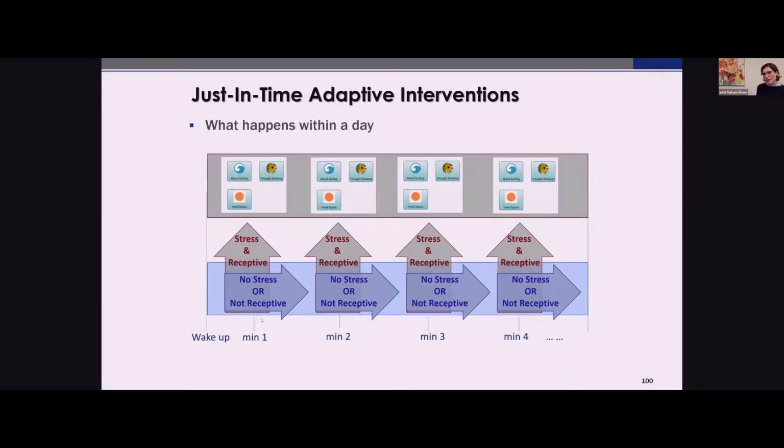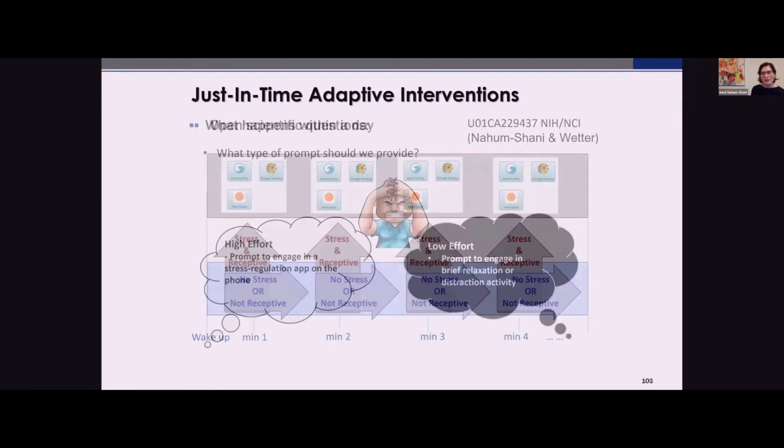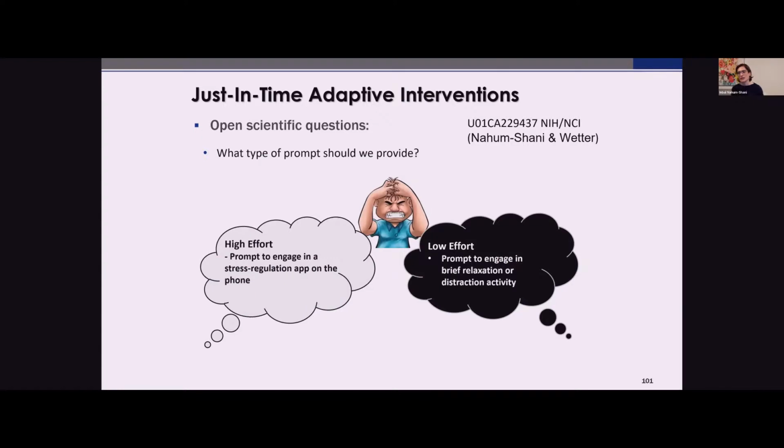So I want you to stare at this slide for a second because I'm going to go back to it. You see, every minute, if the person is stressed and receptive, we deliver a prompt encouraging the person to engage in a mindfulness exercise that takes about 5 to 10 minutes to complete. Okay, and I want you to stare at the slide because the reality is that in many cases, we don't know how to intervene when people are stressed and receptive. We don't know how to intervene in the moment. And we have open scientific questions about the selection and adaptation of components in a setting where we're trying to address conditions that change rapidly.